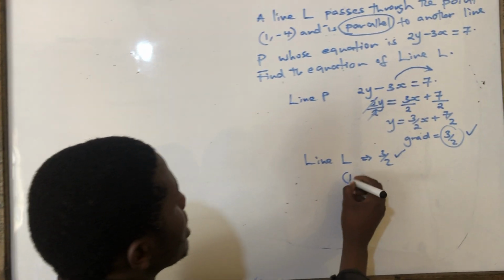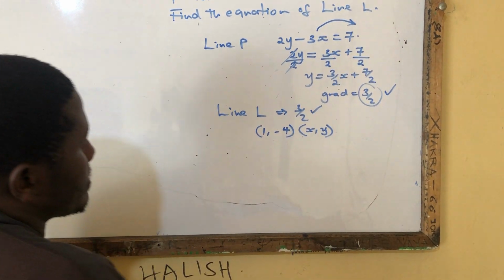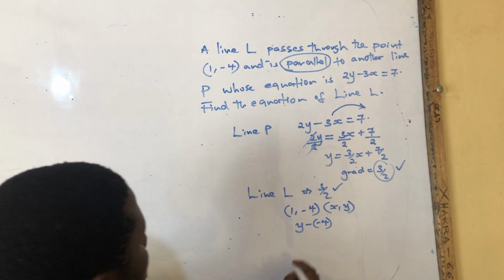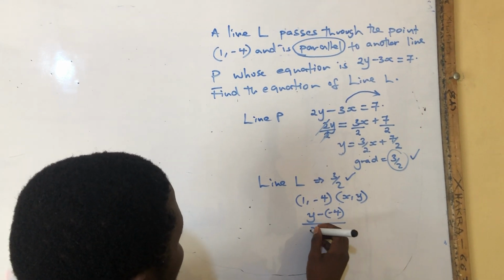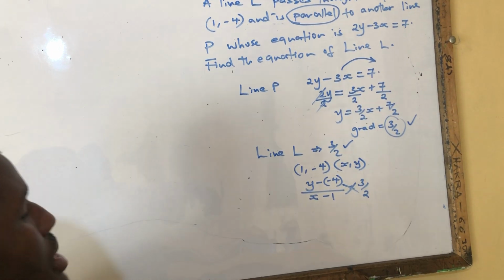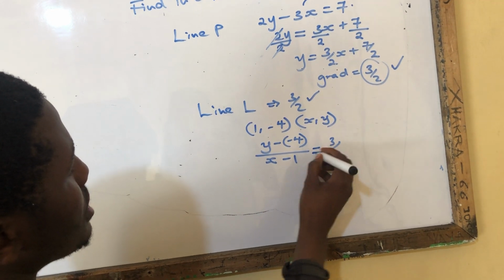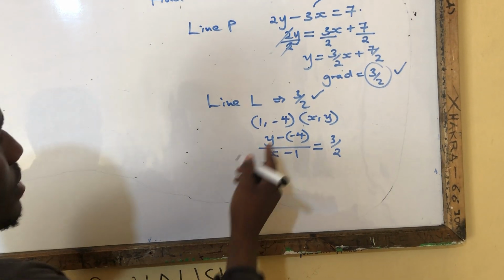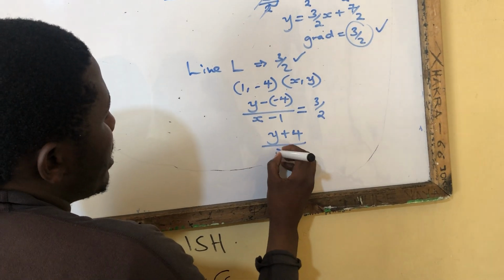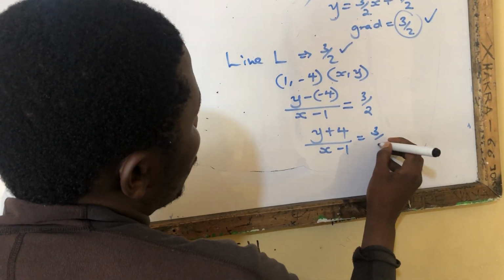We'll then take the point 1, -4, accompanied by a pair of variables x, y. Then we'll take y2 minus y1, which is again a negative. Then put all over x minus 1 is equal to the gradient of 3/2. We will then cross multiply. But before that is done, why don't we first combine these two signs into one sign? This will become y plus 4 all over x minus 1 is equal to 3/2.